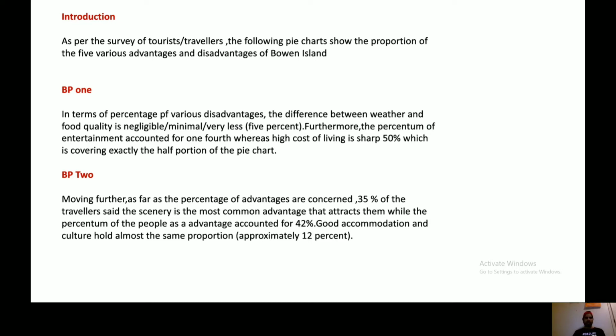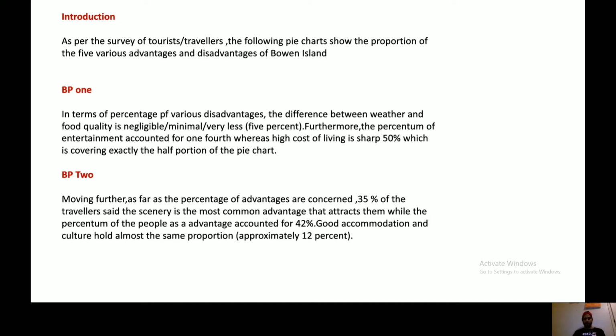In body paragraph 1, I use "in terms of percentage of various disadvantages". If I talk about the different disadvantages, the difference between weather and food quality is negligible. It's just 5%, so it's negligible. It can be ignored. You can use minimal, very less, or negligible, either one, because it's just 5%. Any figure below 7, whether 5, 6, 4, 3, 2 or 1, you can describe as a minimal or negligible change.